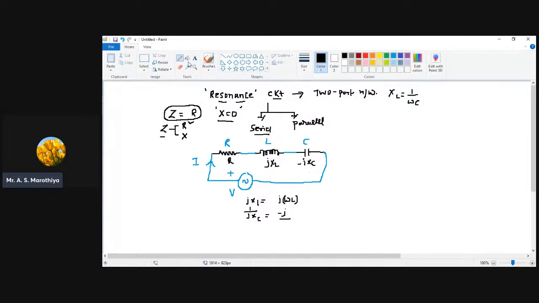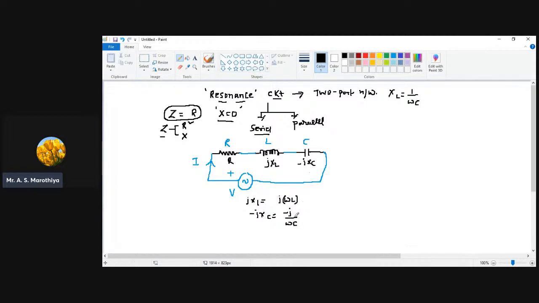Okay, now at resonance condition, what will happen? The effective impedance of the circuit is going to be equal to the resistance of the circuit. That means here it is going to be minus jXc, or minus jXc is nothing but 1 upon omega C.